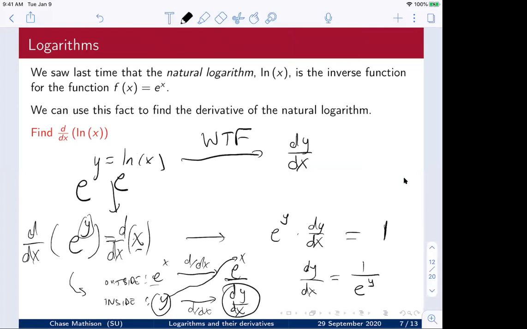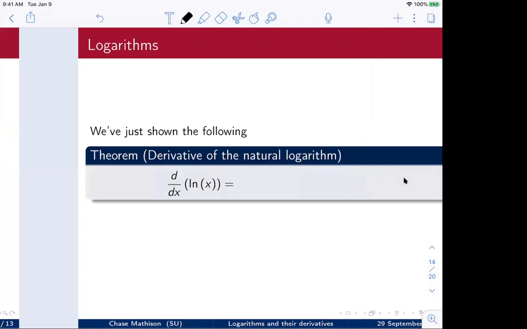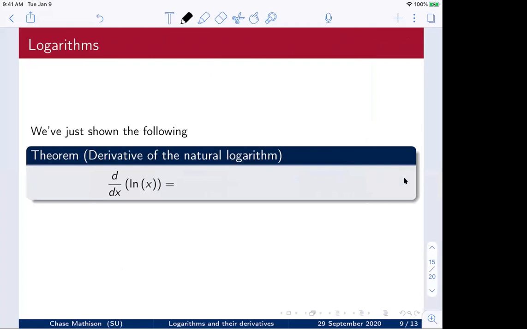But what is e to the y? Yes, e to the y was just x. Remember what we did right here. First thing, e to the y is just x. So this is just the same thing as 1 over x. So writing it out all the way, we've just shown that the derivative with respect to x of the natural log of x is equal to 1 over x. Any questions about anything I did back here?